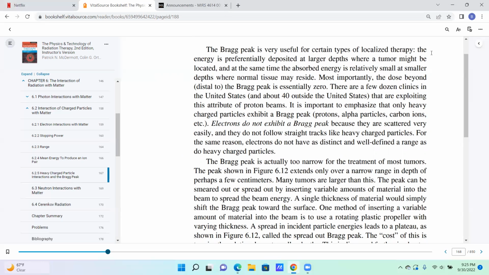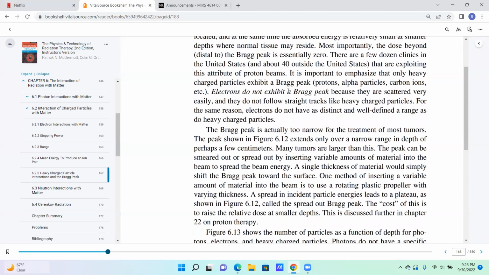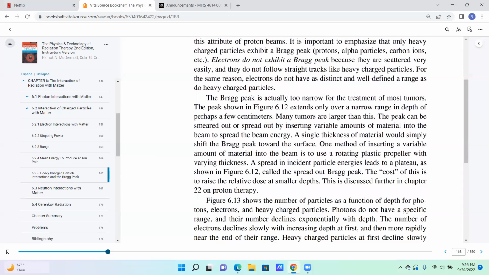And it's useful for certain types of localized therapy. It's preferentially deposited at large depths where a tumor might be located, and at the same time the absorbed energy is relatively small at smaller depths where the normal tissue may reside. So it's a little bit different from photons or electrons. The dose beyond the Bragg peak is essentially zero. Electrons do not exhibit a Bragg peak because they are scattered very easily, and they do not follow straight tracks like heavy charged particles.